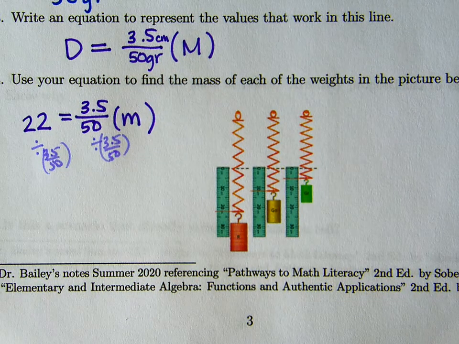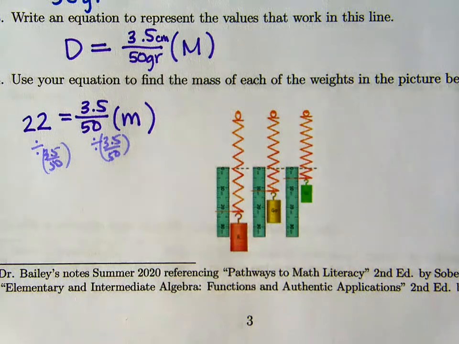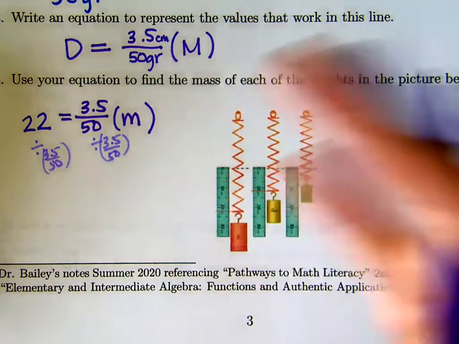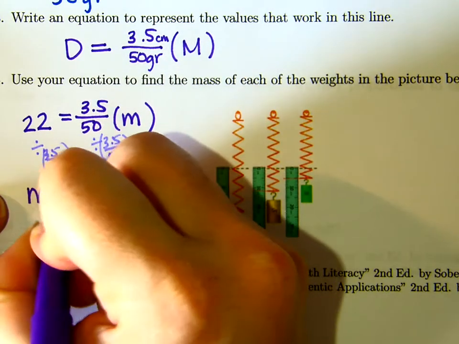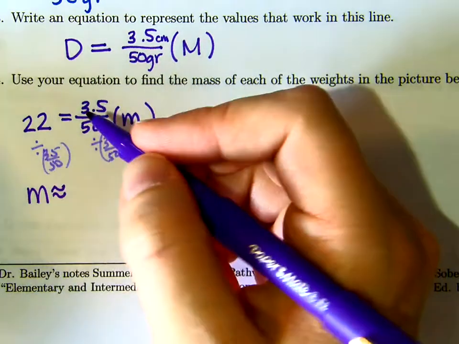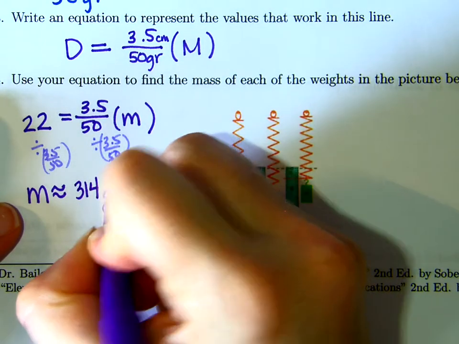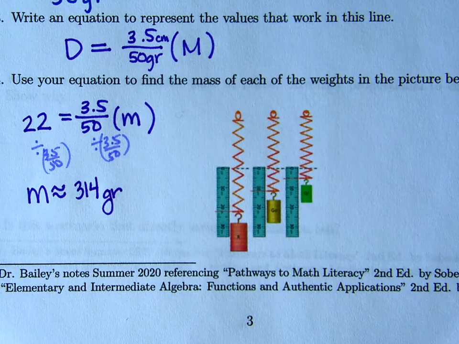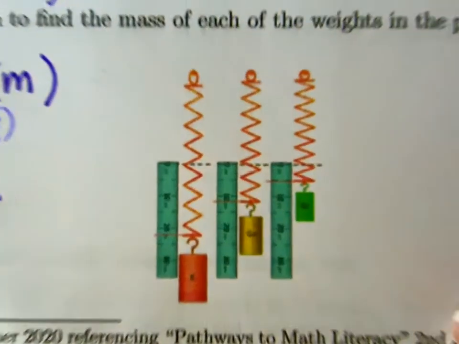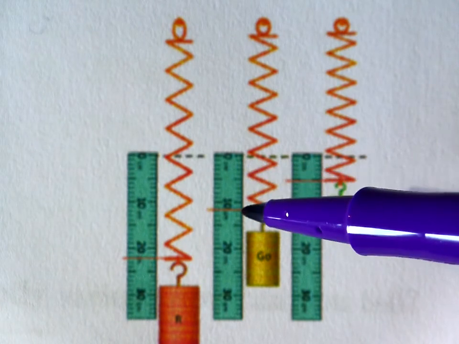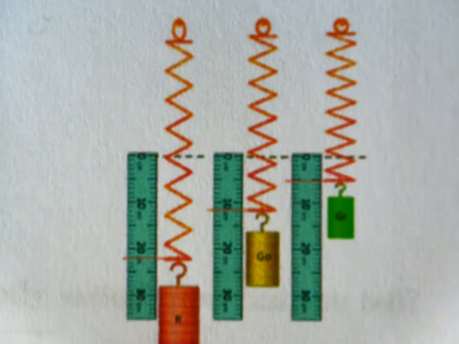Okay. What did we just say? So 22 up by 50. Scale it down by 3.5, and we get approximately 314.2857, blah, blah, blah. So the mass is about, let's go 314 grams. Yep, got it. And then the second one, let's see, how far did it stretch? I don't know. About 5, 10, 11, 11 and a half.